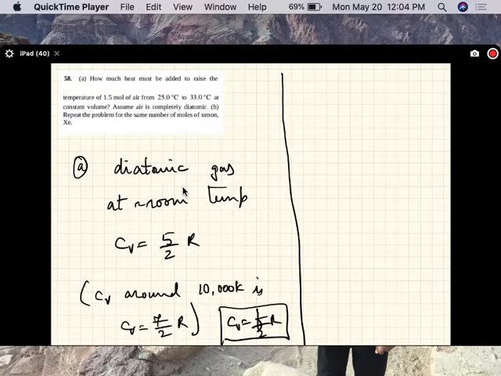So how much heat must be added? It's n, the number of moles of gas you have, times CV times the rise in temperature. In our case we have 1.5 moles, and CV is 5/2 R, times the rise in temperature.